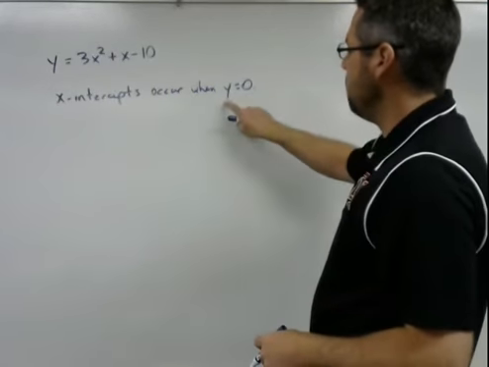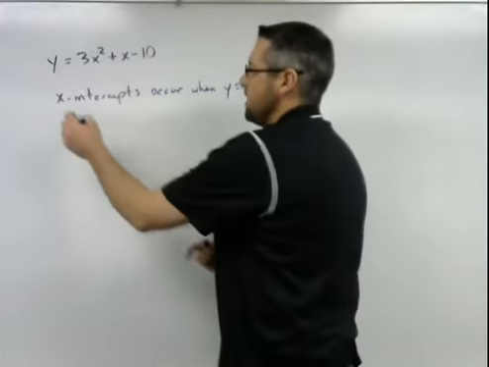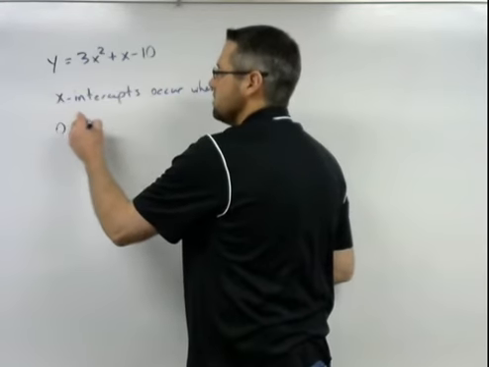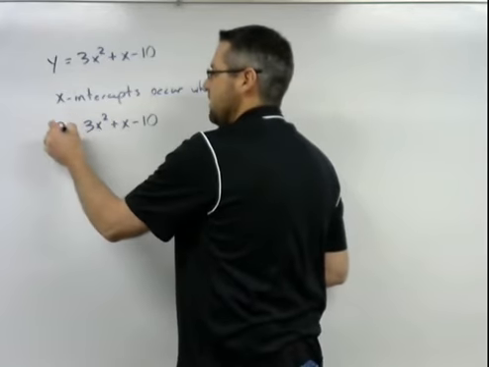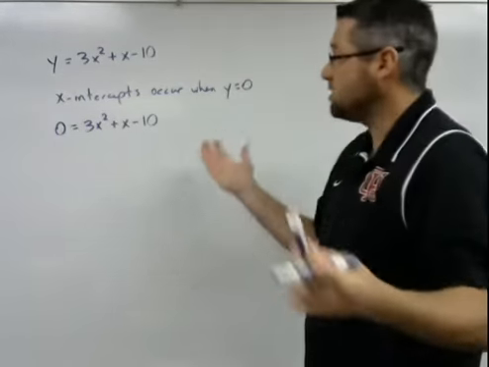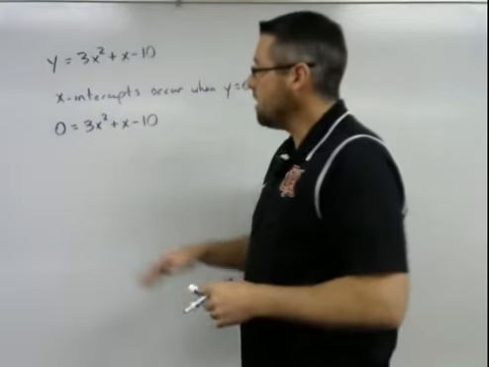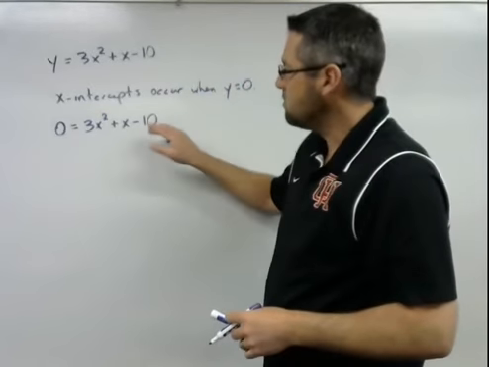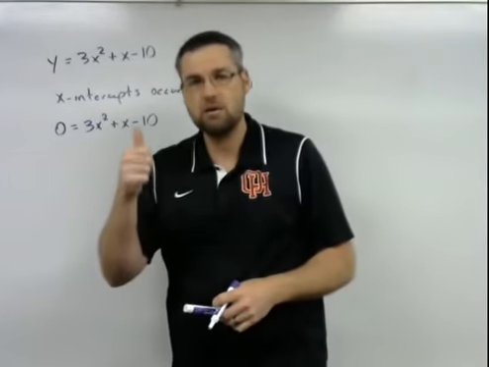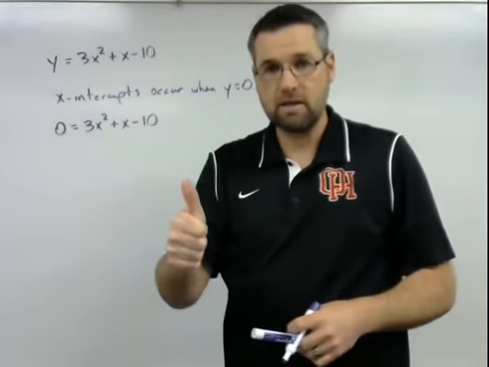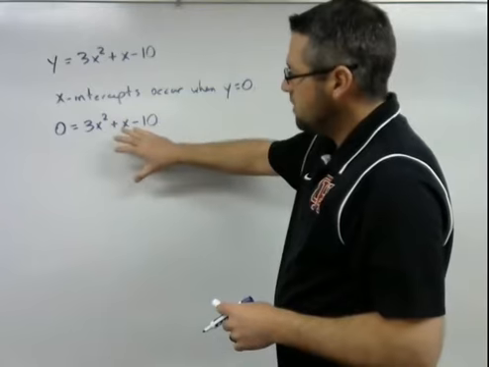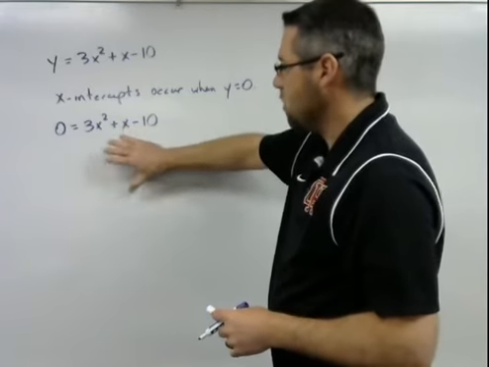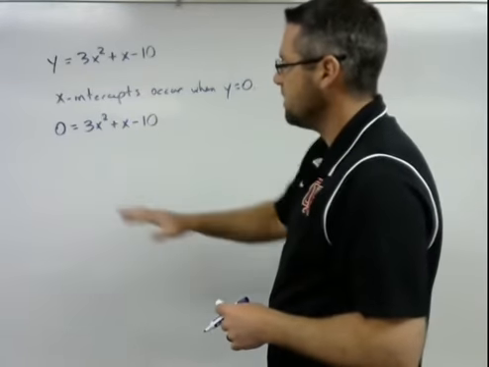Well, how do I do that? When y equals 0, let's just plug 0 into y here. So we end up with 0 equals 3x squared plus x minus 10. There is my equation. Now I just need to solve this, okay? Now, because I have an a value, a b value, and a c value, I have two options. I could either use the factoring method or the quadratic formula. Now, I'm going to go through the factoring method here. The quadratic formula I'll do in a different video.